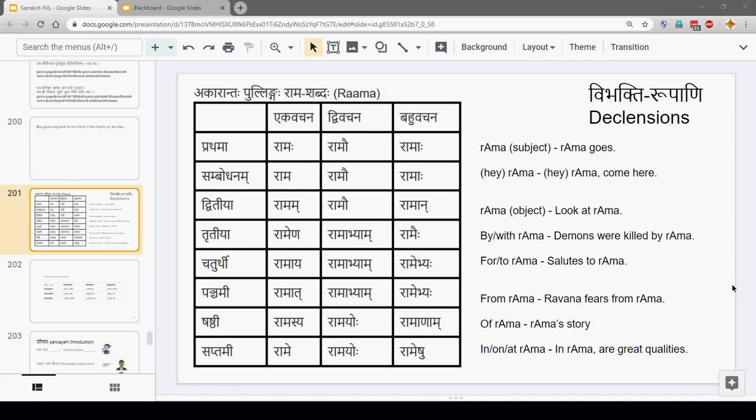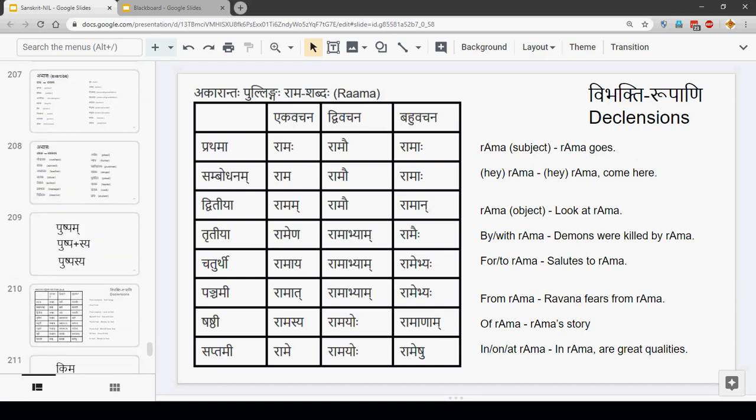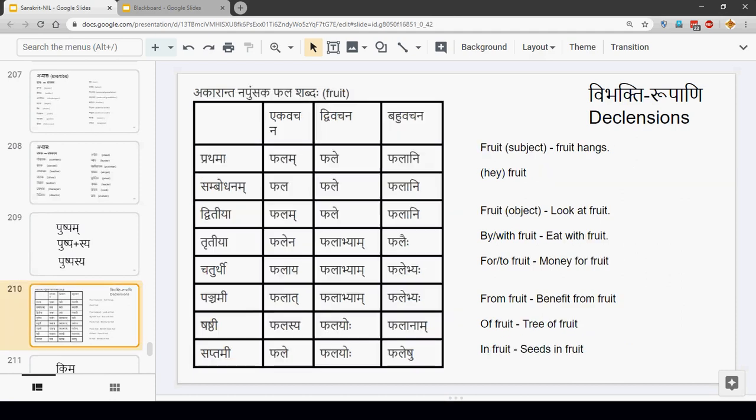Napunsakalinga? Yes, neuter. Then why are we using the masculine table? Yeah, good question. Because they are similar. You can look at this one. Akaranta Napunsakalinga Phala Shabda. This is a neuter word which is ending in a, like mitra, and if you see, it is also similar to the masculine word. I'm sorry, I should have shown this one. But the form is the same between the masculine word and this neuter word if it is ending in a.